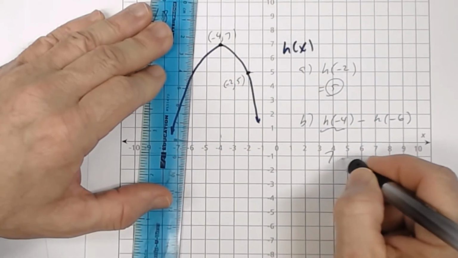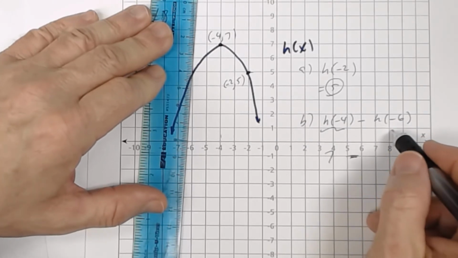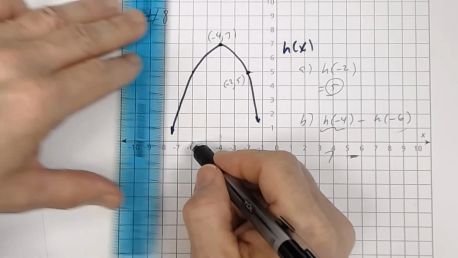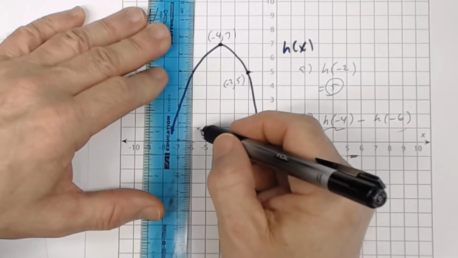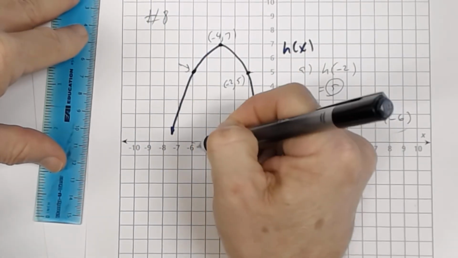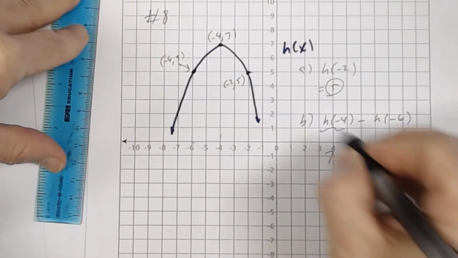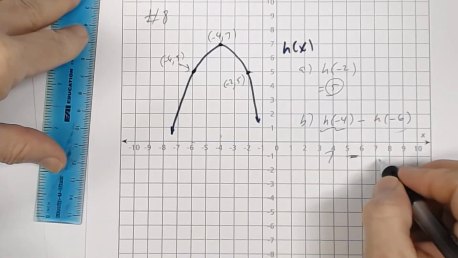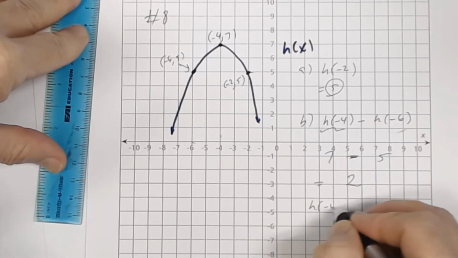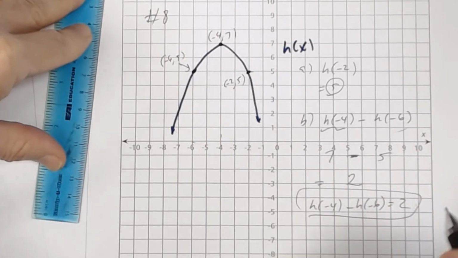So that's 7 minus, now we have to find h of negative 6. Well, what's the y value when x is negative 6? Here's negative 6. If I look at the point in the graph, that's right here. So that represents negative 6, 5. Is that correct? So when x is negative 6, my y value is 5. So 7 minus 5 is 2. So h of negative 4 minus h of negative 6 equals 2. And that's all you do.